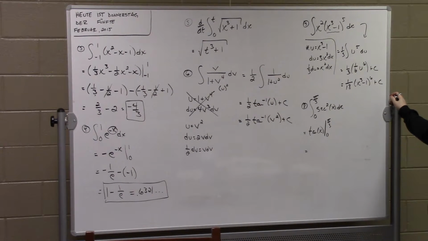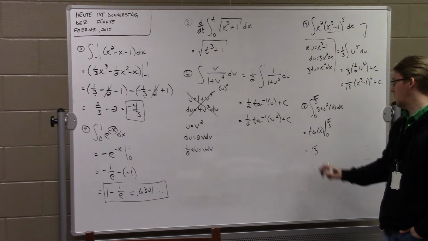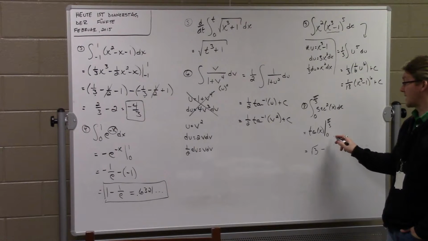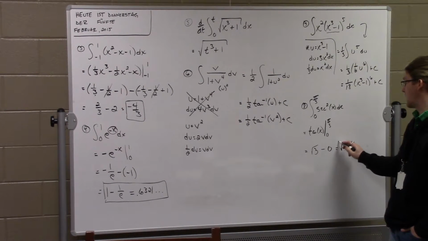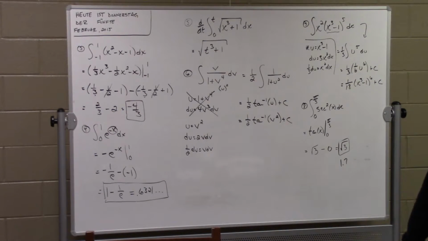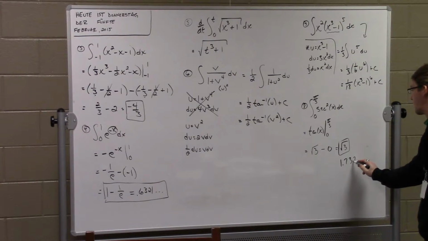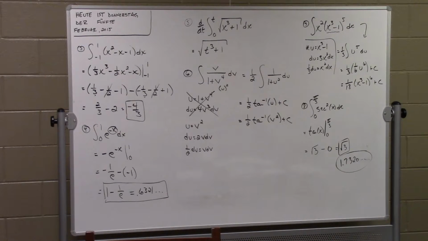Sine of pi thirds is root 3 over 2, and cosine of pi thirds is 1/2, so it's root 3 over 2 over 1/2, which is root 3. Tangent of 0 is sine over cosine, sine of 0 is 0, so our final answer is square root of 3, or 1.732. Okay, so there's your quiz. There are both quizzes.